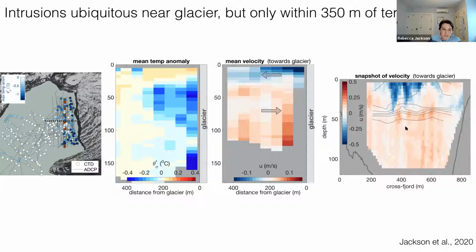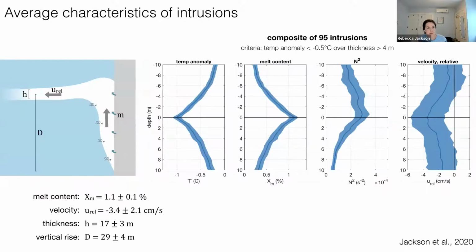And so we get this picture that these intrusions are forming along the ice face, but they're actually kind of fighting against the larger scale circulation. And so we don't ever see them more than a few hundred meters from the glacier terminus. And we can sort of see this also by looking at a composite of the intrusions at the scale of the intrusions. So this is basically showing the average characteristics of intrusions by making a composite with 95 intrusions that we observe.